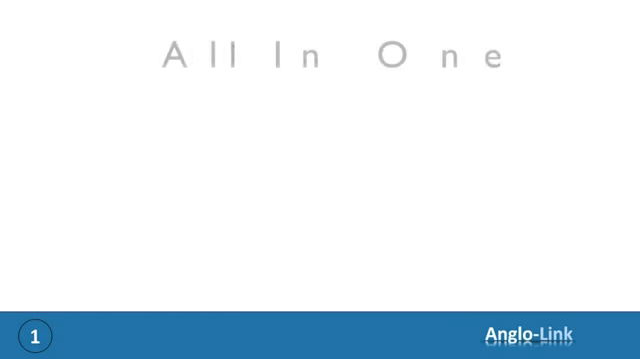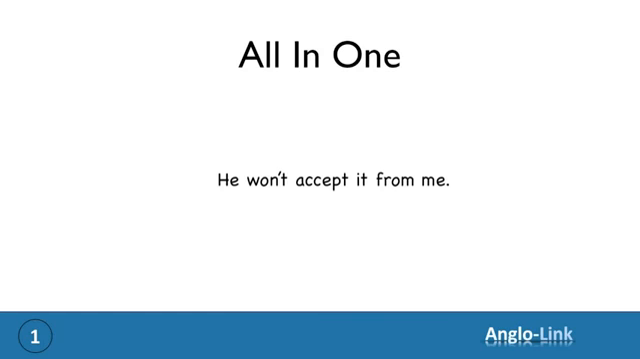Now, often you get at least 2 of these speech patterns, sometimes even all 3, in a row in a sentence, and that is when you can feel really challenged. Let's look at an example here. He won't accept it from me. You have the contraction, won't. You have 2 words beginning with a vowel, accept and it, and you have the preposition from. So in connected speech, you will hear, he won't accept it from me.